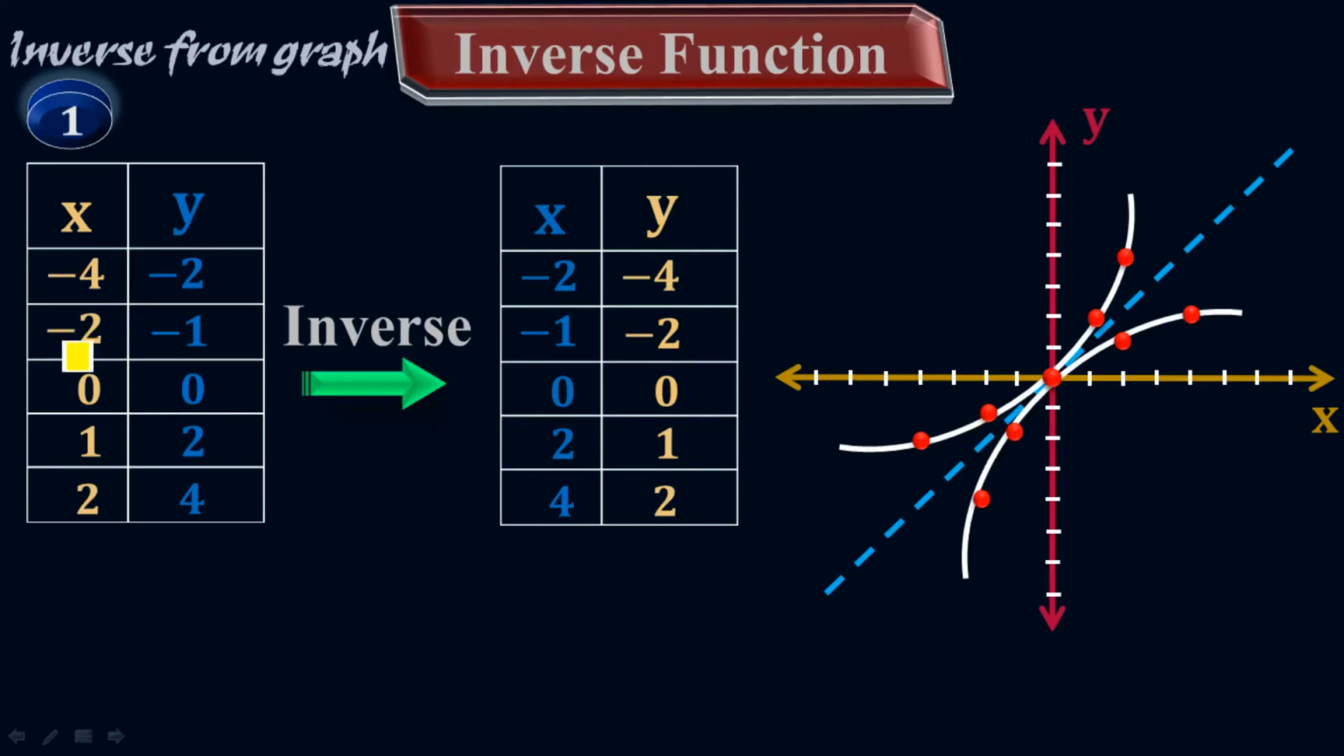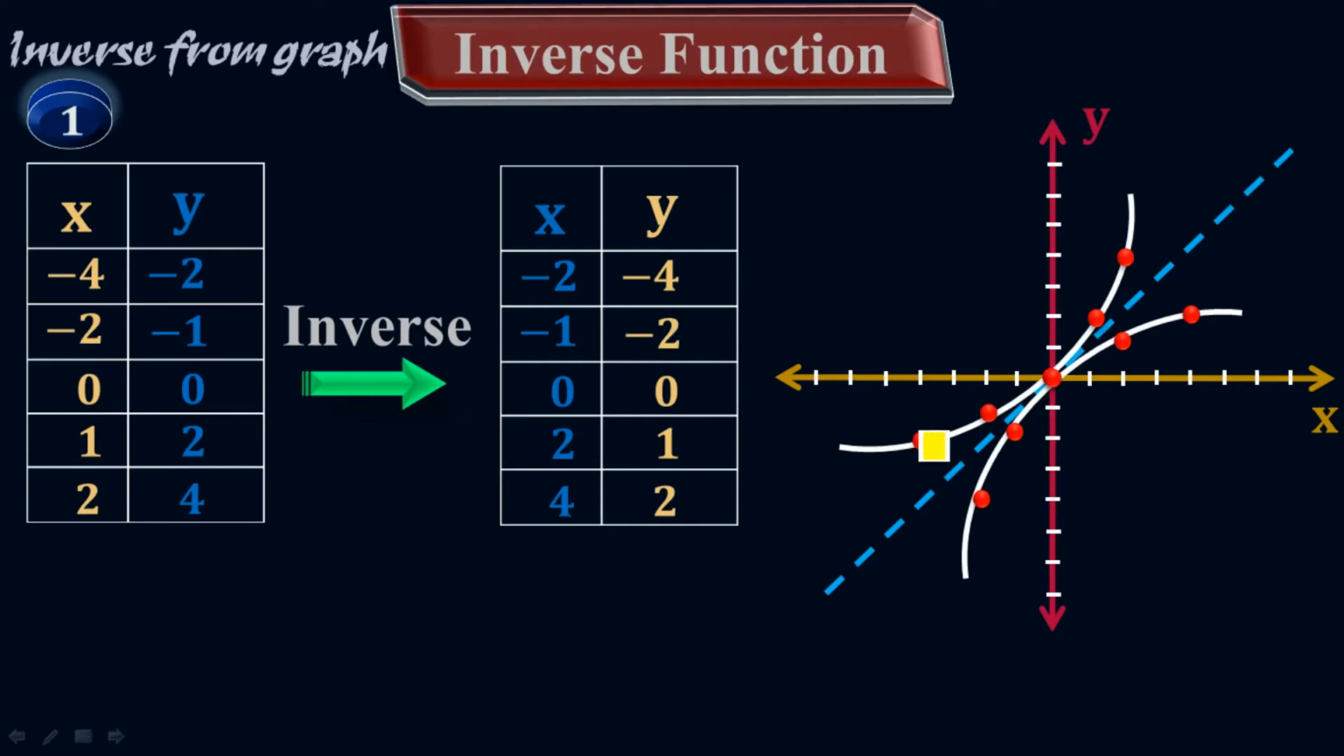Here the x value is -2 and the y value is -1 at this point. But this point is at -1 along the x-axis and -2 along the y-axis. This -1 becomes the x value and this -2 becomes the y value for the inverse function.